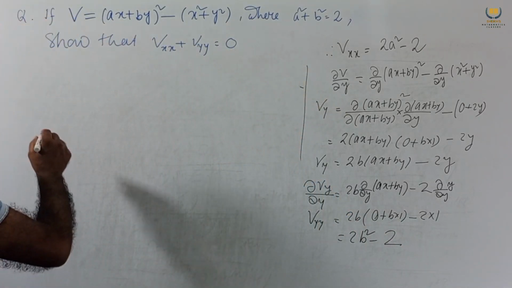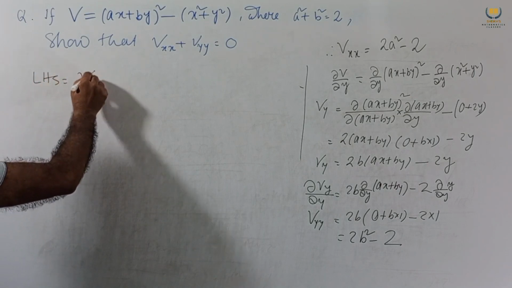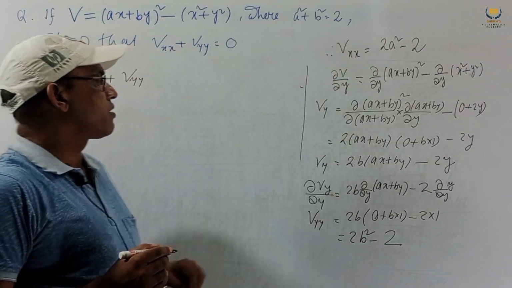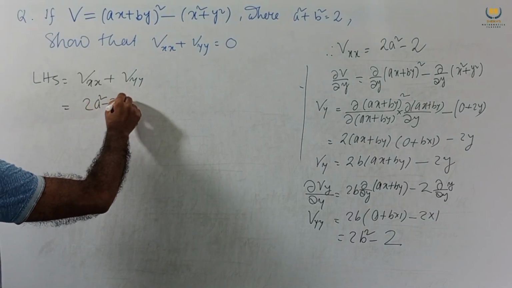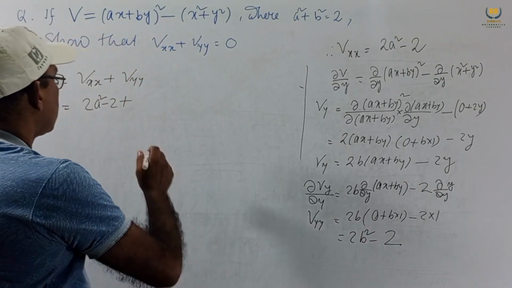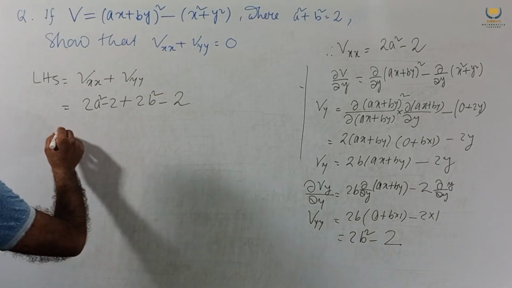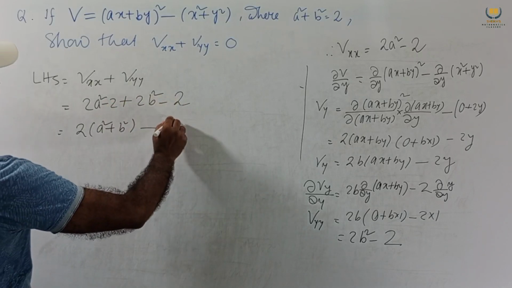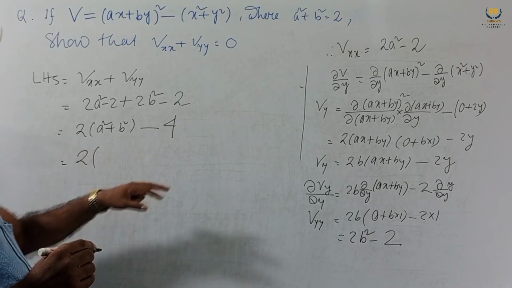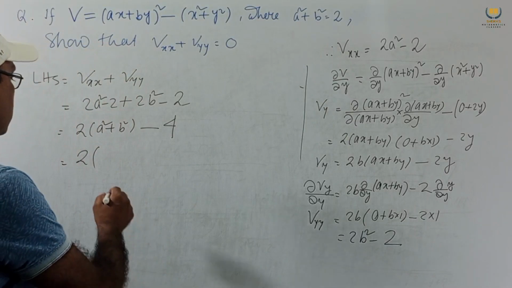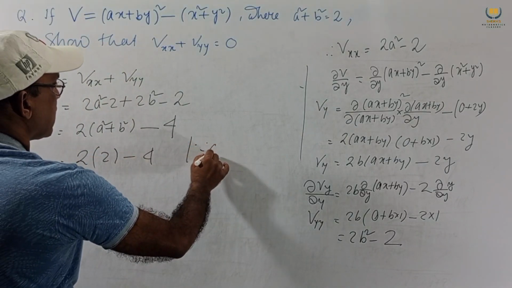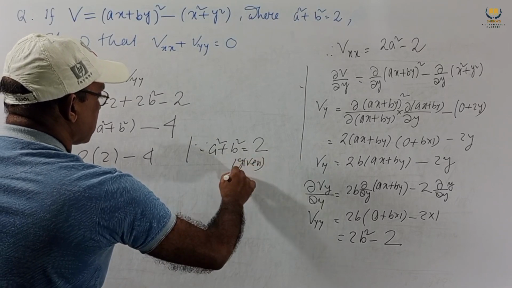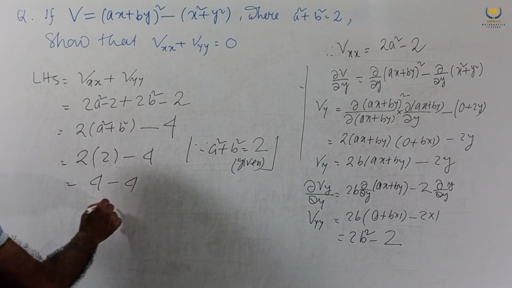We get this. Now taking the left hand side, we get vxx plus vyy. Vxx we know: 2a square minus 2, and vyy means 2b square minus 2. From these two, taking 2 common, we get 2(a square plus b square) minus 2 minus 2, which is minus 4. Also given a square plus b square equals 2, this is a given condition, so this is 4. So 4 minus 4 is 0.